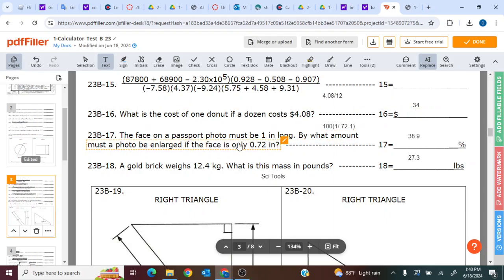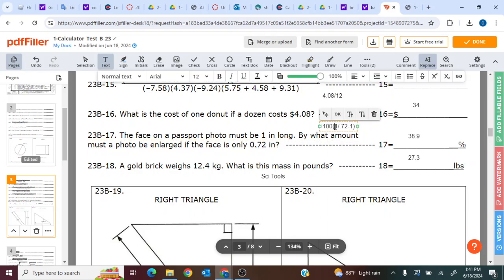17. The face of a passport photo must be 1 inch long. What amount must the photo be enlarged? If it's only 0.72 inches, then you have to enlarge it by the multiplying factor that would make 0.72 be 1, and that is the reciprocal, 1 over 0.72. Then you subtract 1 because you're counting how much is enlarged, not the new percentage of the original face, and you multiply by 100 to make a percent. If you did that, you get an enlargement factor of 38.9%.